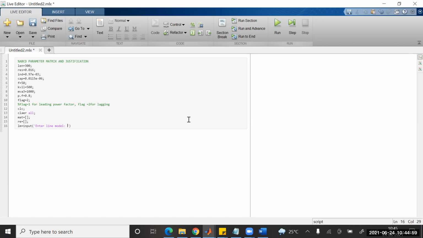So we'll give a column. One for short, two for medium, three for medium T. Fine.